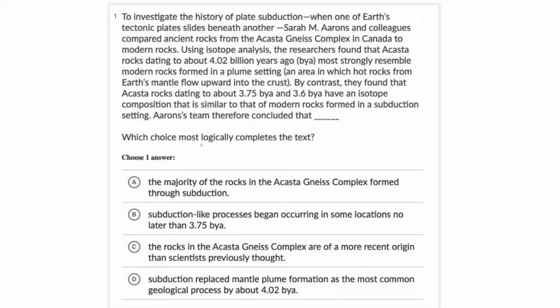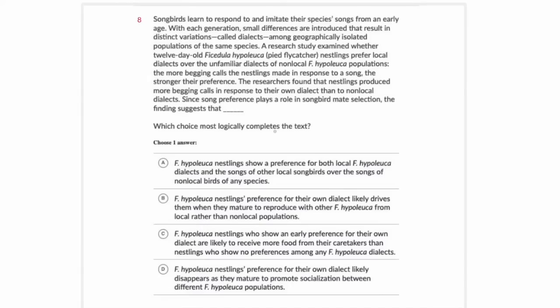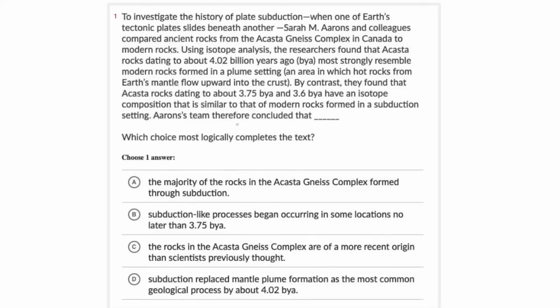So here we have the Khan Academy's logically completing the text, aka inference questions. Only have 7 of them. These are the medium level questions. 8 questions. All of them have the same prompt, of course, logically completing the text.